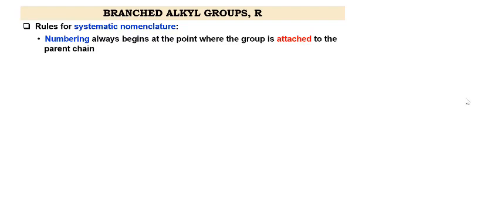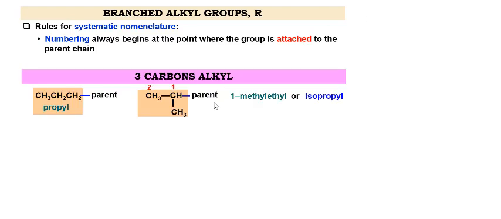Okay, so now kita tengok pula penamaan yang melibatkan the branch alkyl group. Okay, so the numbering always begins at the point where the group is attached to the parent chain. So kita tengok untuk 3 alkyl group first. For the 3 carbon alkyls, okay, if you have a parent attached to this carbon, okay, so kita ada longest chain dekat sini 3 carbon, okay, the alkyl group will become propyl.